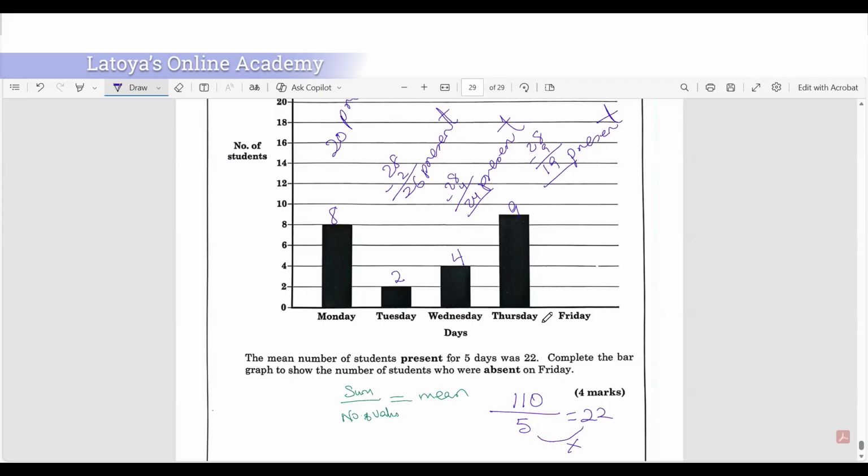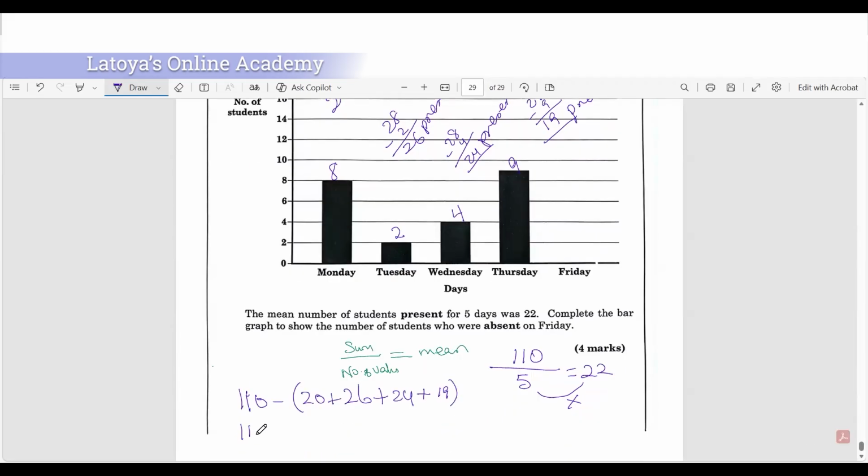So what would we do to find out the students present on Friday? We would subtract the sum of all those that are present on the other days. 20 present on Monday, plus the 26 present on Tuesday, plus the 24 present on Wednesday, plus the 19 present on Thursday. So it will be 110 take away 89, and this is going to give us 21.